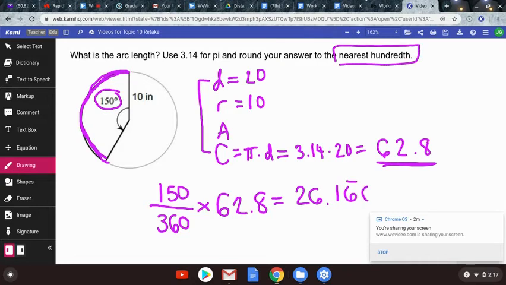And so that actually means that 6 would have kept going. So if I want to round here, I look next door and it actually bumps it up. So 26.17. And I label it the same way I would have labeled circumference because it's part of the circumference. So it's 26.17 inches.